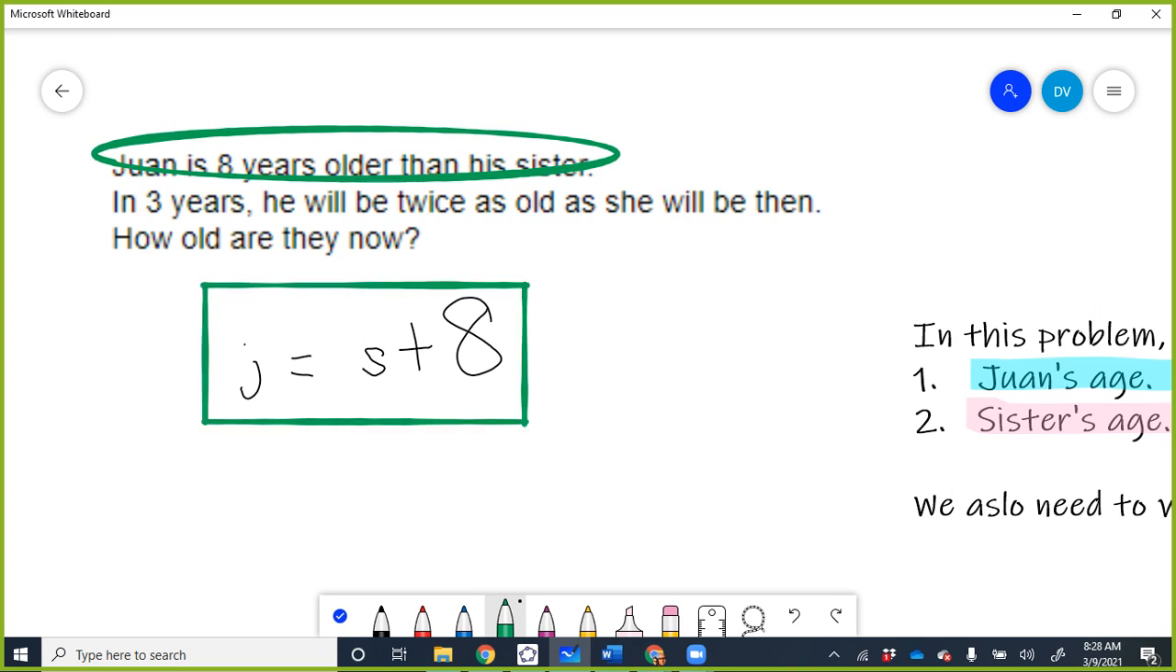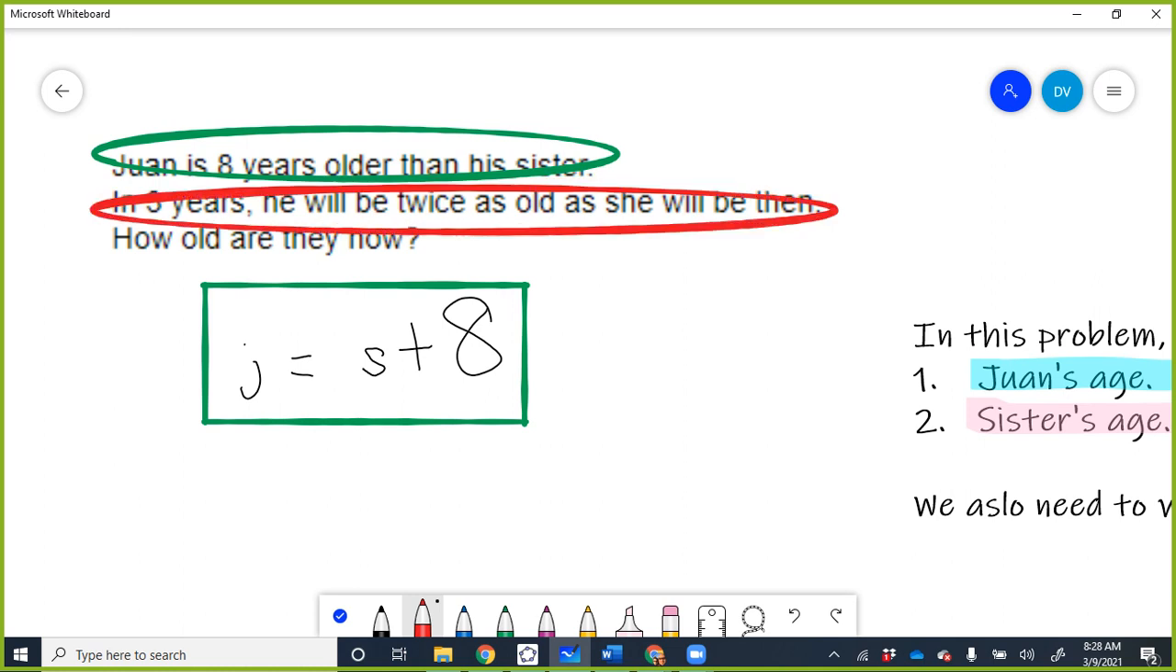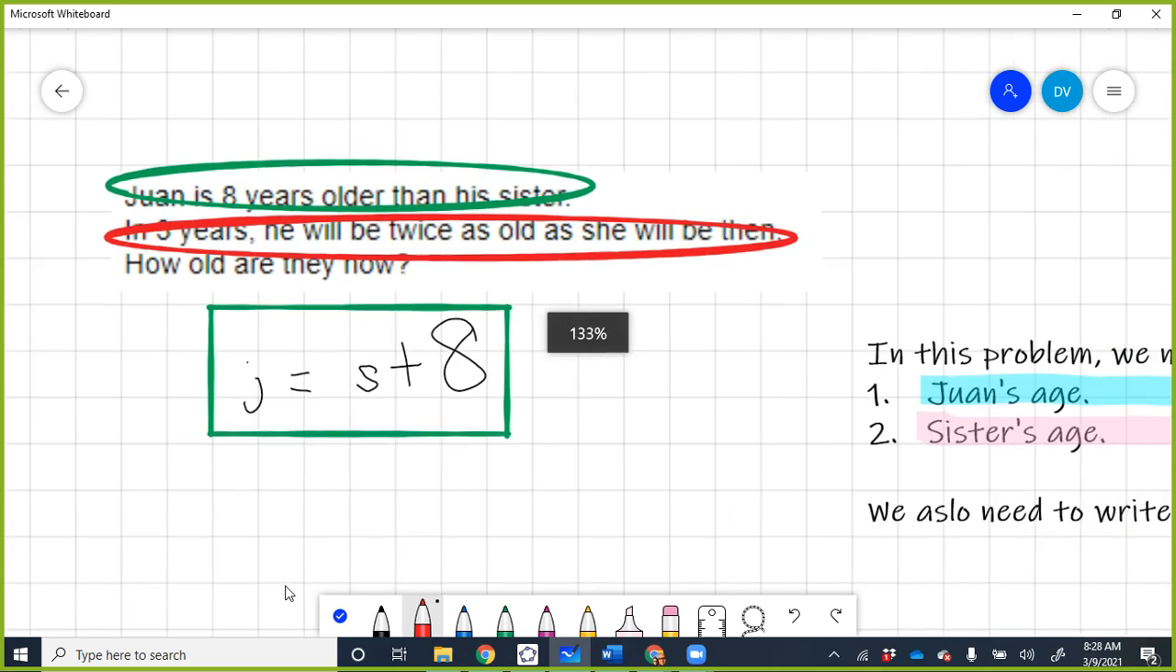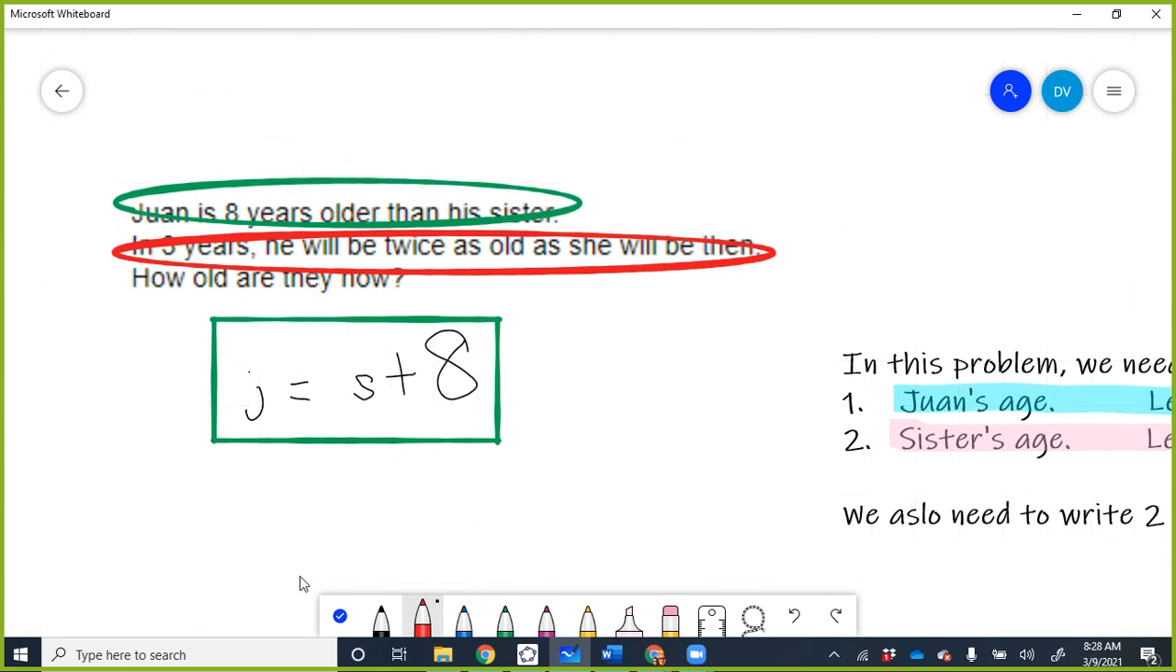Okay. Now let's use another color. Let's say red to write another equation, which is going to come from this sentence here. In 3 years, Juan will be twice as old as his sister will be in 3 years. I paraphrased it a little bit. So what we need to write is Juan's age in 3 years. Juan's age in 3 years is going to be J plus 3.